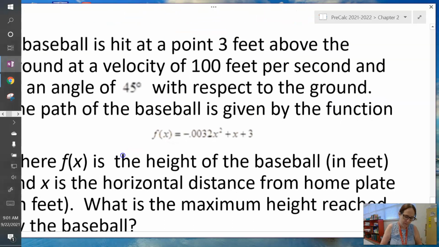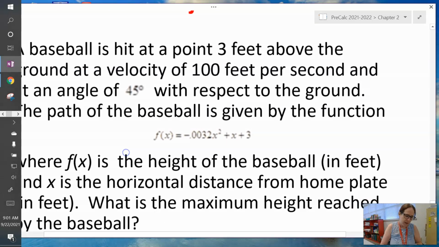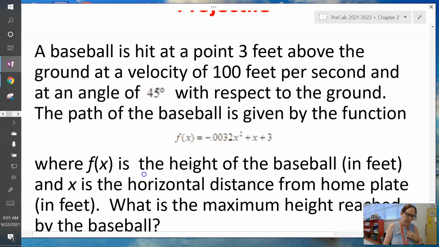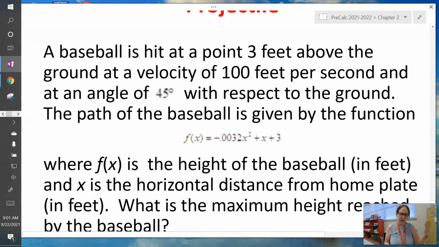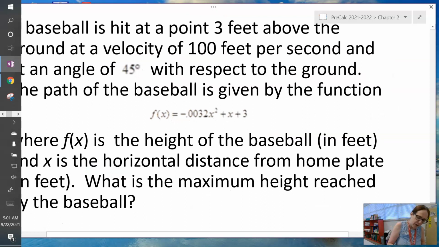And right here we have an equation. It says that the ball is hit at a point of 3 feet above the ground at a velocity of 100 feet per second. So once the batter hits that ball, it's going 100 feet per second at an angle of 45 degrees with respect to the ground. The path of the baseball is given by the function, so use this function.